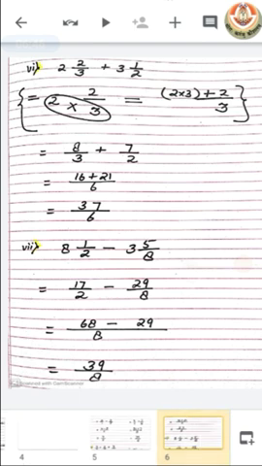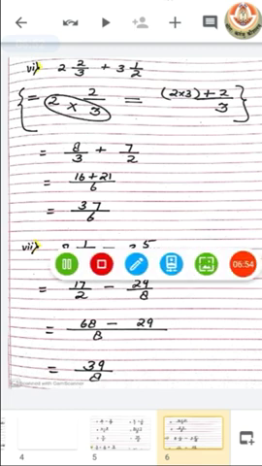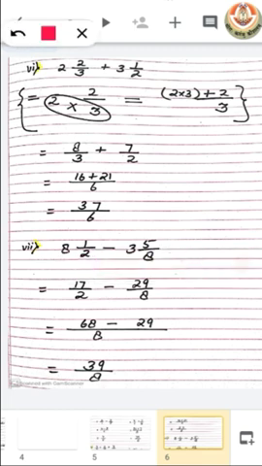After this, how can we add two mixed fractions? For this, first we have to convert the mixed fraction into an improper fraction. After this, it will become easy to add two improper fractions.